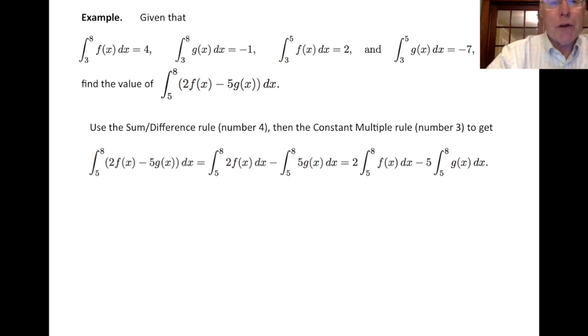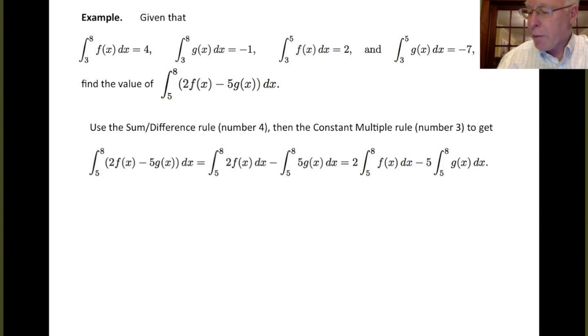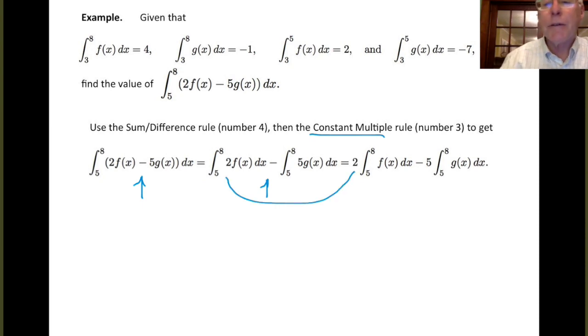So we're going to do this by just applying several of the rules we saw on the previous page. We first will apply the sum difference rule. So we have a difference of two integrals, and we can, as we saw, split the integral up along the minus sign. And then the constant multiple rule says we can bring the 2 out in front of the first of those integrals and the 5 out in front of the second. And so now we can focus on these integrals of f and g without the constants in front.